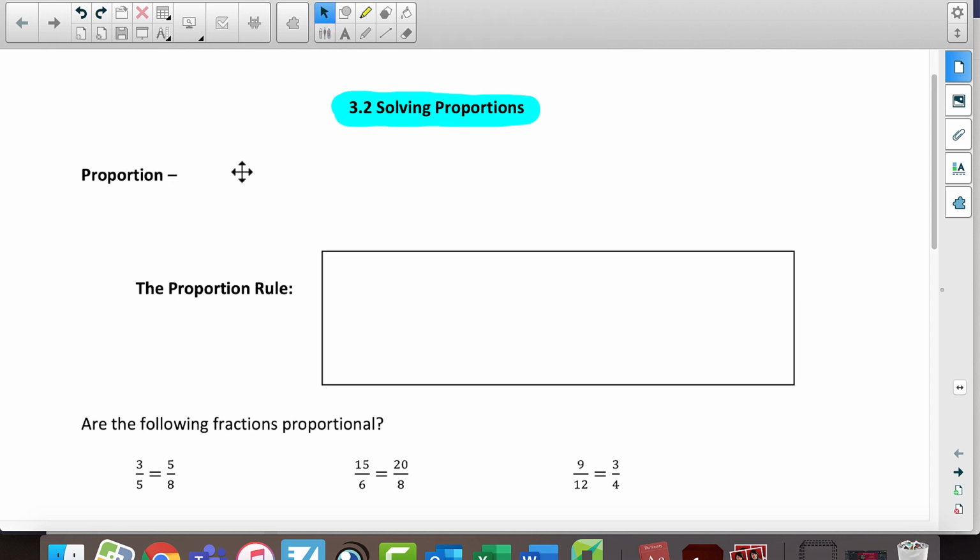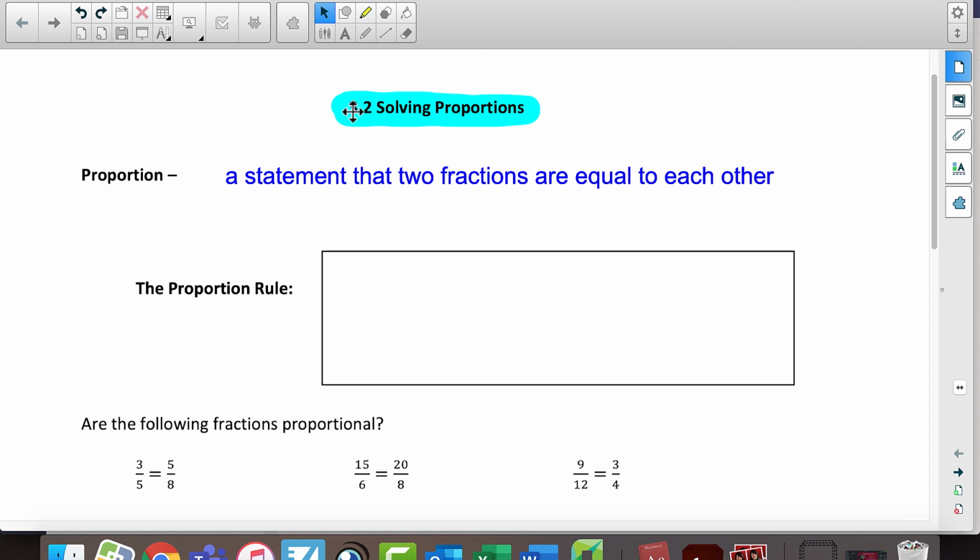What's a proportion, first of all? A proportion is just a statement that two fractions are equal to each other. So for example, if I write down something like 5 over 12 is equal to 10 over 24, this is a proportion. It's just stating that this fraction and this fraction are equal to each other. They're equivalent. So whenever you have equivalent fractions and you say they're equal to each other, that's a proportion.